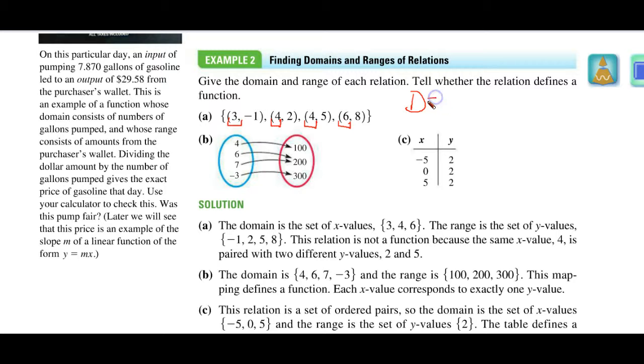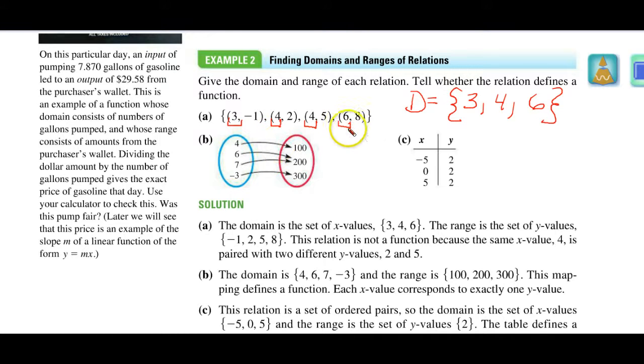I always suggest, and as you keep notes, you'd put a D for the domain, put braces, and now just list your elements. 3, 4. Now if the 4 is repeated, you only write it once. And 6. Now, since this is repeated, is this relation a function? And the answer is no.